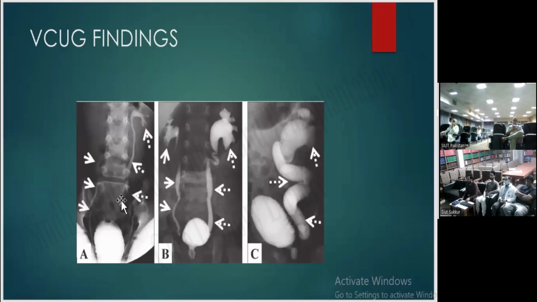Now the VCUG findings. In figure A, on the right side there is contrast into a non-dilated right ureter, which is grade 1, and on the left side contrast into the pelvis without dilatation, which is grade 2. In picture B, on the right side contrast into a mildly dilated ureter and mild pelvic dilatation, grade 3, and on the left side a moderately dilated, mildly tortuous ureter and moderate pelvic dilatation, grade 3. Picture C shows a grossly dilated ureter and pelvic system, loss of the papillary impressions and a grossly tortuous ureter. It is a grade 5.